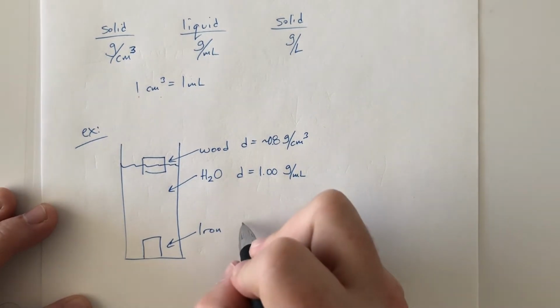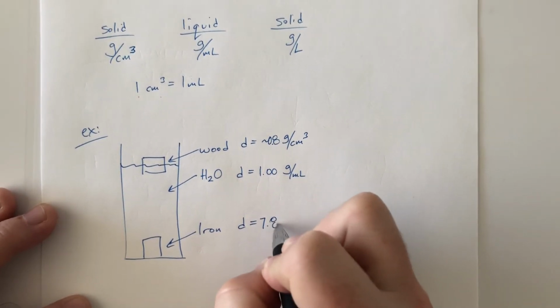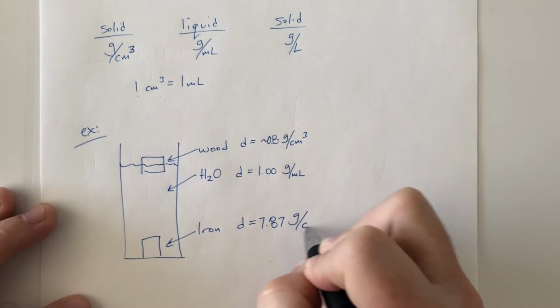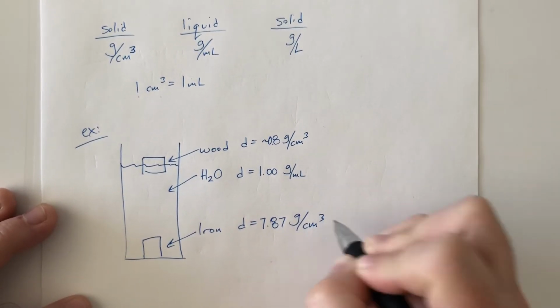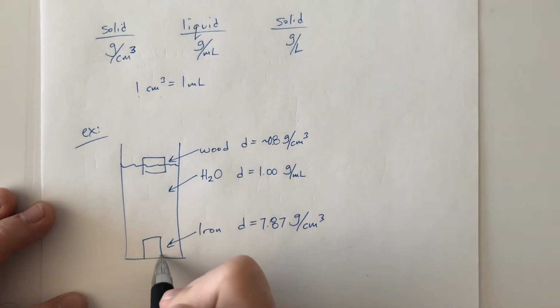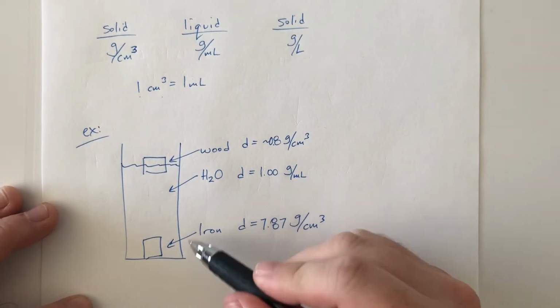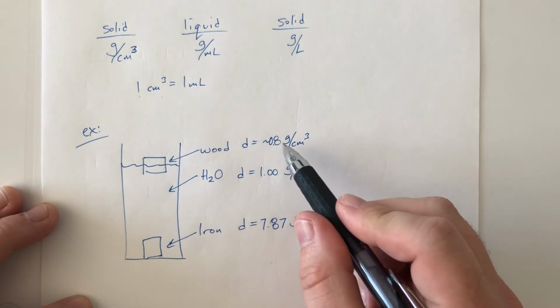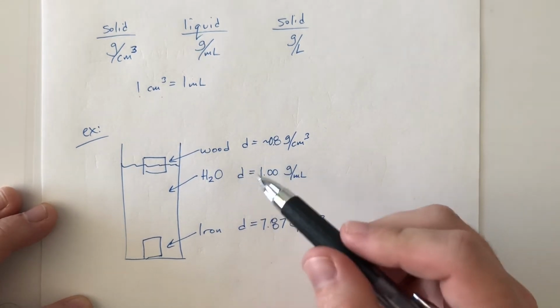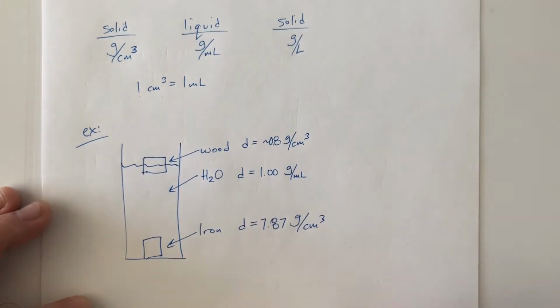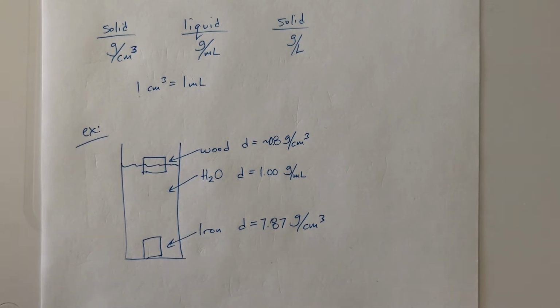If you threw a piece of iron in here, its density is 7.87 grams per cubic centimeter. Because its value is significantly higher than 1, even if it's just a little bit higher, it will sink. The wood has a density lower than 1, so it will float. So density is essentially the measuring tool we use to determine whether or not things will float or sink.